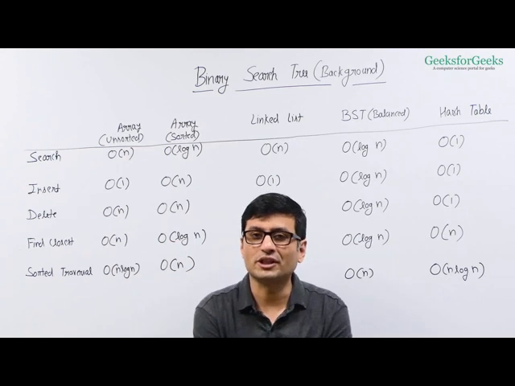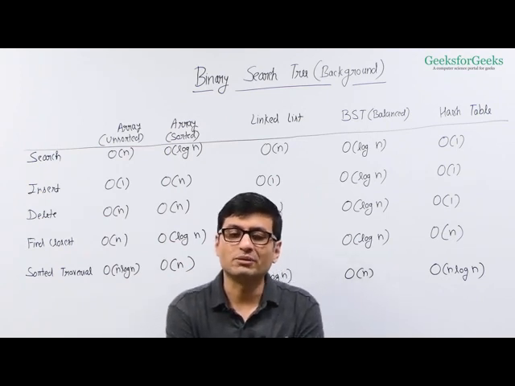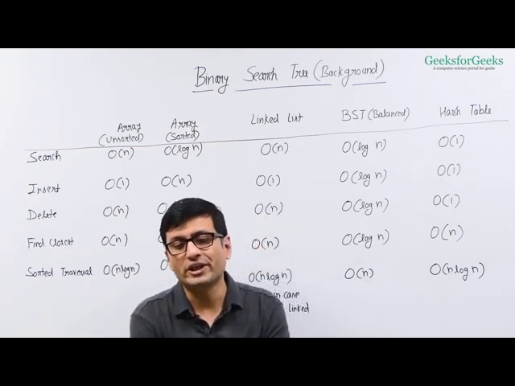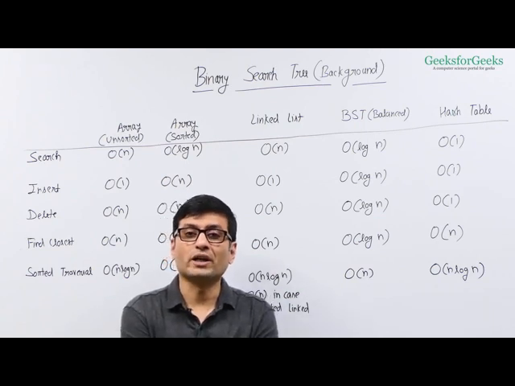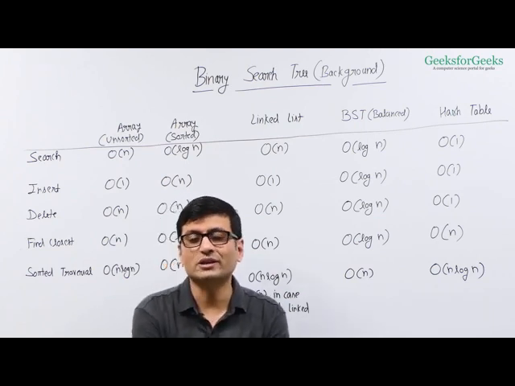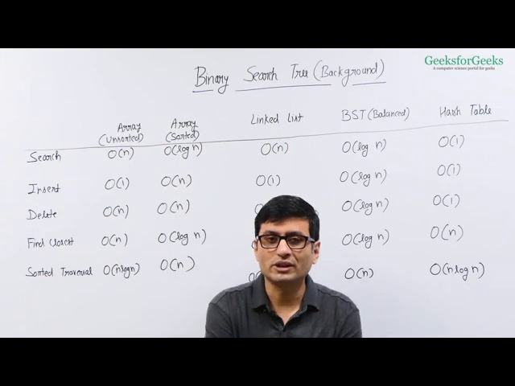We want to search an item, we want to insert an item into the set, we want to delete an item from the set, we want to find out closest value in this set. What do we mean by closest?